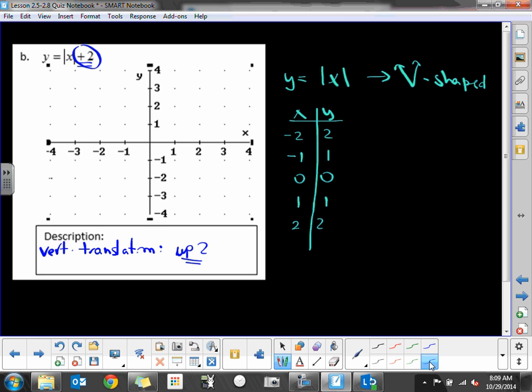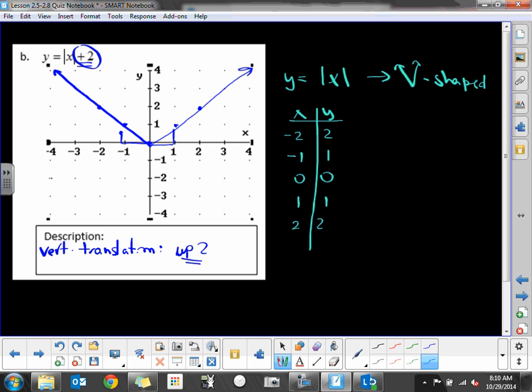So the parent looks like this: 0, 0, 1, 1, 2, 2, -1, 1, -2, 2. And that's our V shape. It has a slope of right 1, up 1, left 1, up 1. So we got those two pieces of our graph for a V-shaped graph.